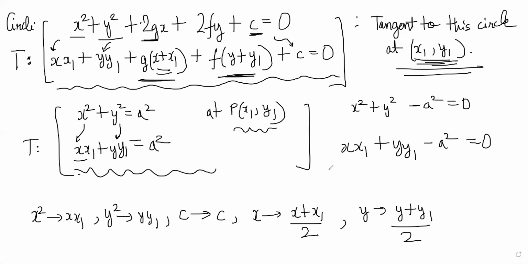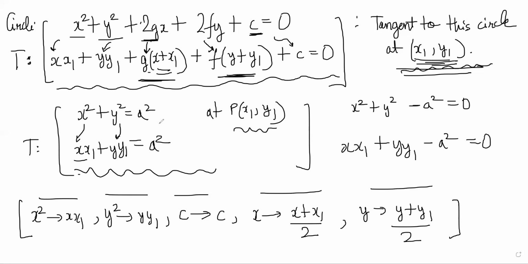Correct. If you put x as x plus x1 by 2, you'll get this, from here, replacing. Yeah, that makes sense. So this is what is happening. And this is always true, in the sense that anytime you need a tangent equation, if you know the point where you need the tangent, you can just directly replace.